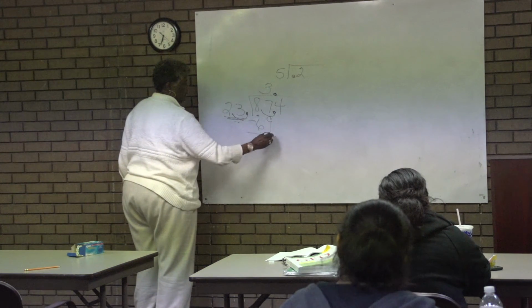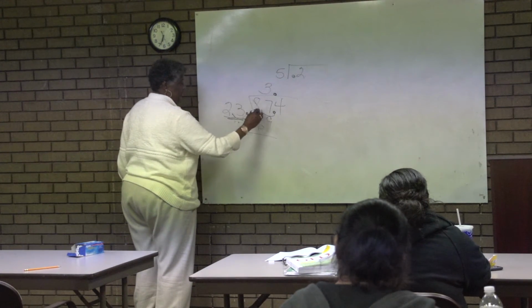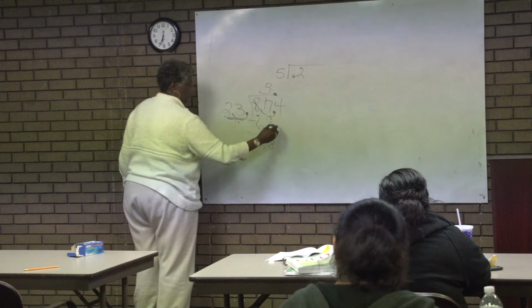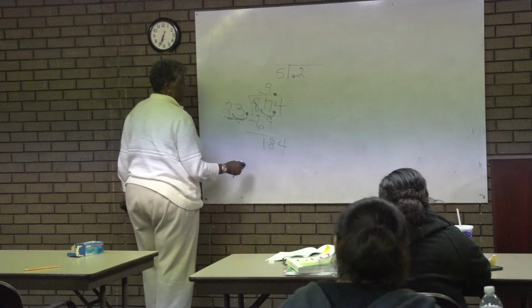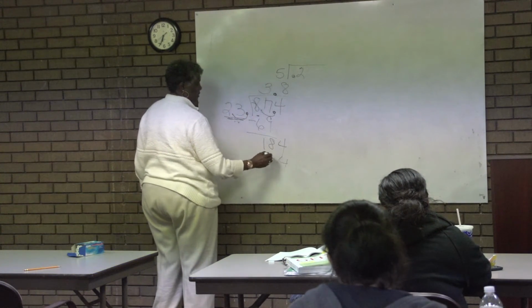I forgot you don't bring the decimal down, you just bring it up. You don't have to worry about the decimal, once it's there, it's just there. I messed up, but I got it now. You just go on and just divide normally. 23 will go in here how many times? 8 times. 8.